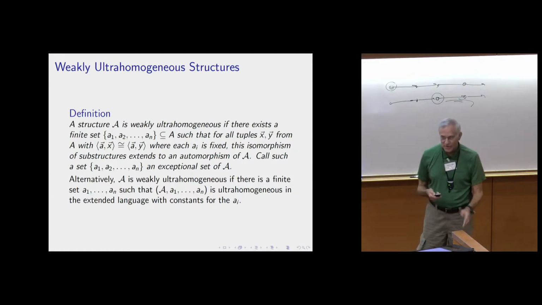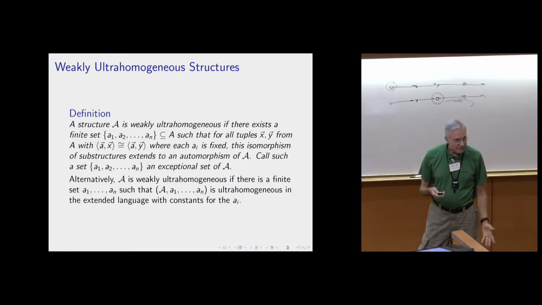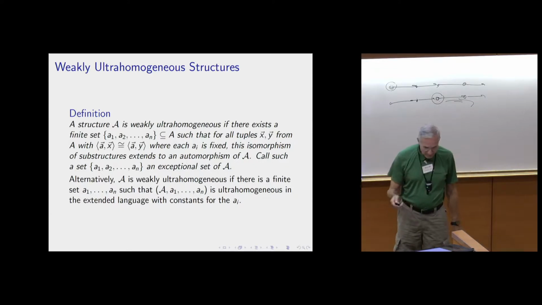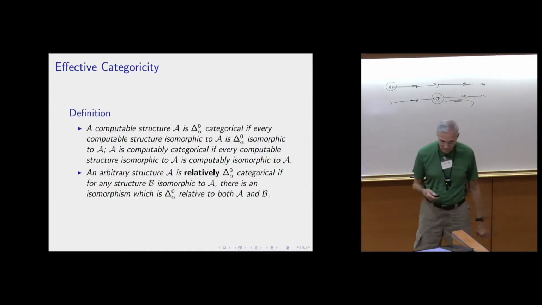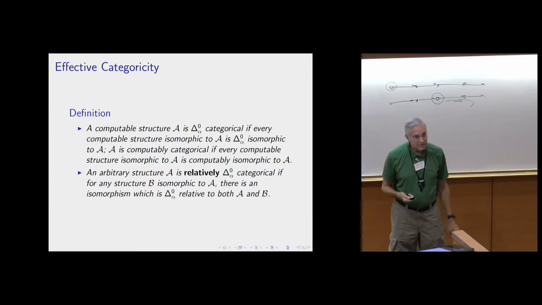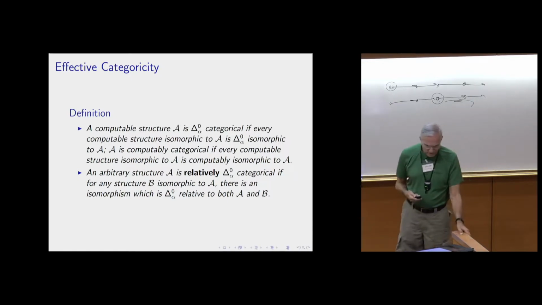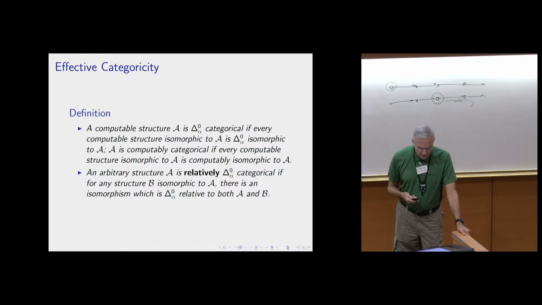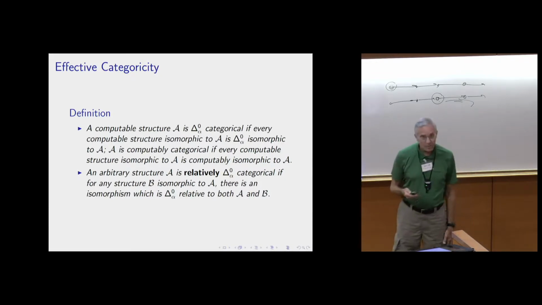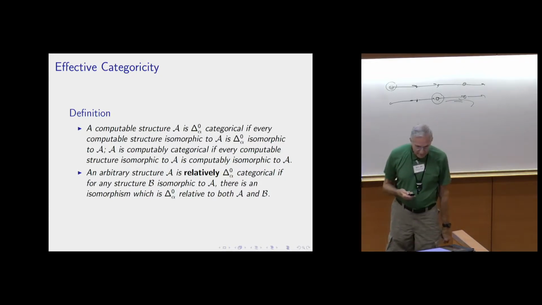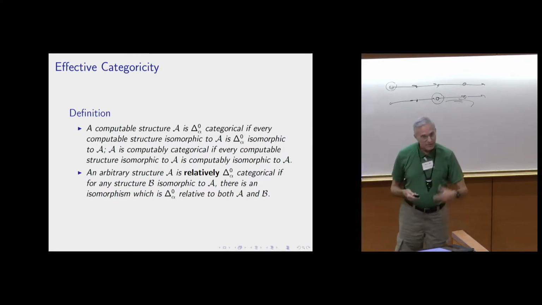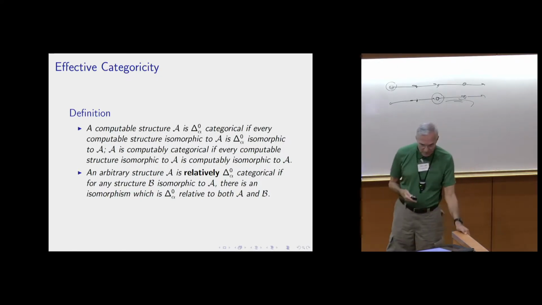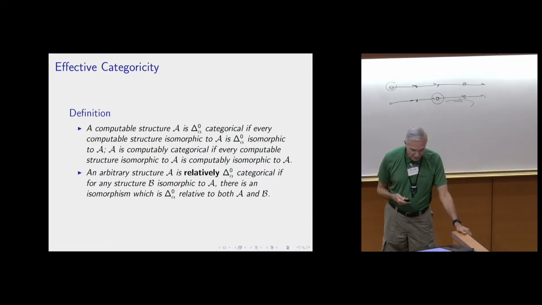And equivalently, you could just think of adding names for those elements to the language, and then this becomes ultrahomogeneous. Okay, so we want to make a connection with categoricity. I think we've seen this in other talks. A structure is computably categorical or delta 2 categorical, provided that every computable structure which is isomorphic to A is computably isomorphic or delta 2 isomorphic, and so on, to the structure.